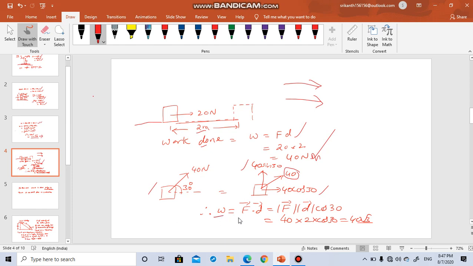The definition is work done is equal to F dot D. So if you expand this, it is F D cos 30. F is 40, D is 2, displacement is 2 like in the previous example, and cos 30. Cos 30 is root 3 by 2. So the 2 will cancel and 40 root 3 will be remaining.